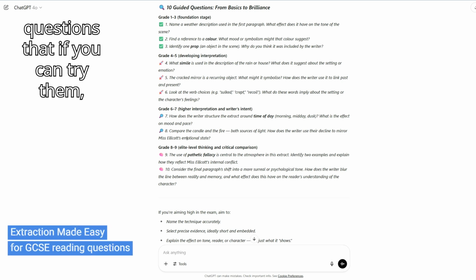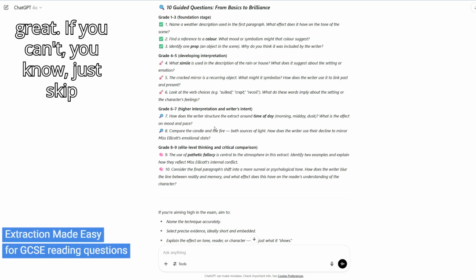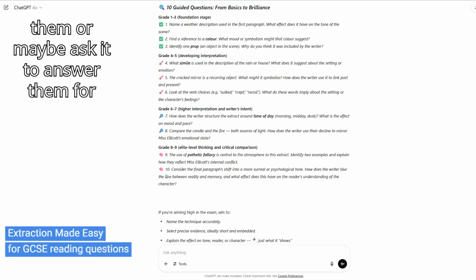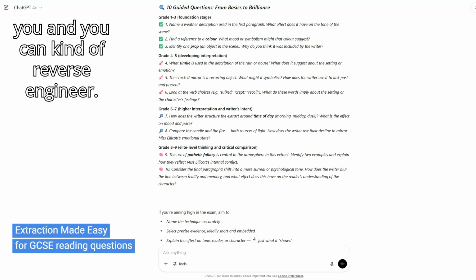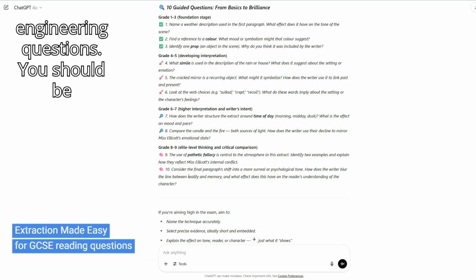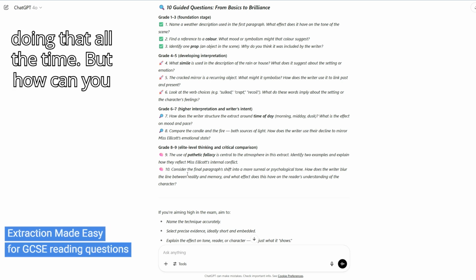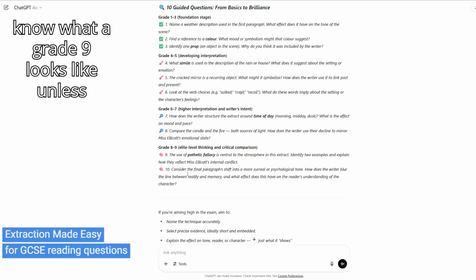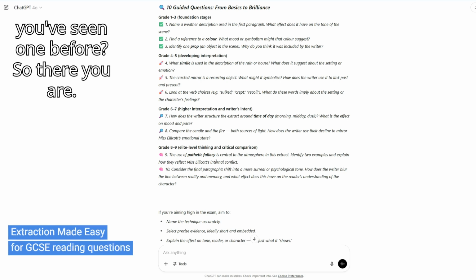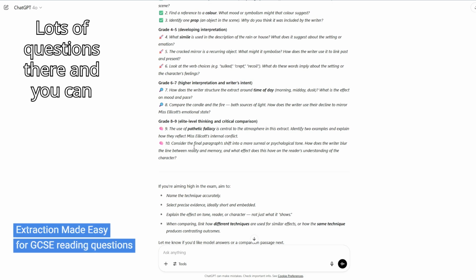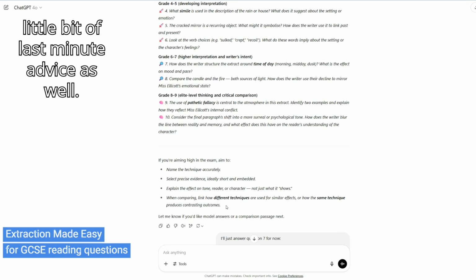These are the questions that if you can try them, great. If you can't, just skip them or maybe ask it to answer them for you, and you can reverse engineer. There's nothing wrong with reverse engineering questions. You should be doing that all the time, because how can you know what a grade 9 looks like unless you've seen them before? So there you are, lots of questions there, and you can answer them below. And it gives you a little bit of last minute advice as well.